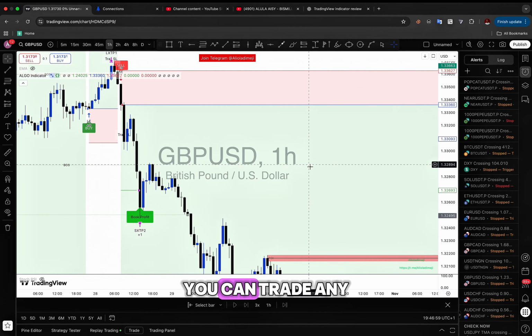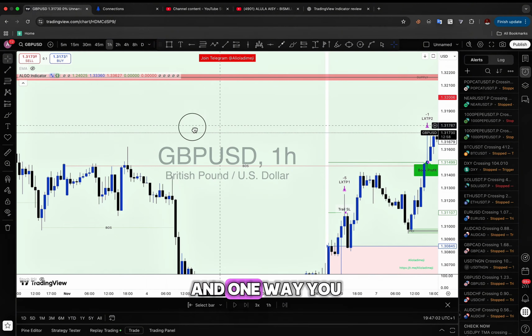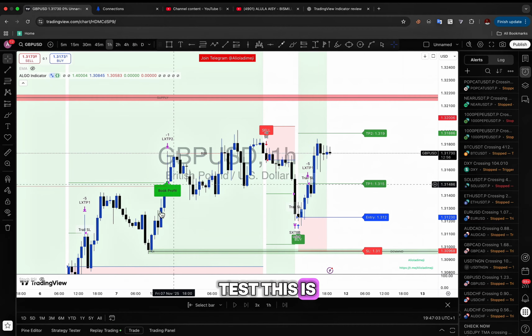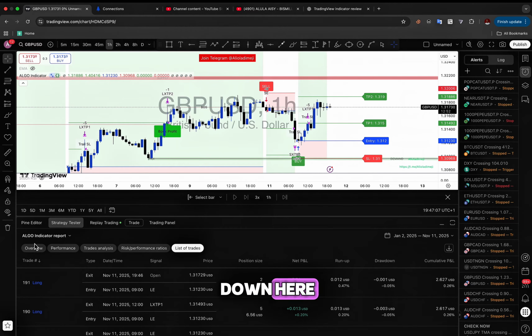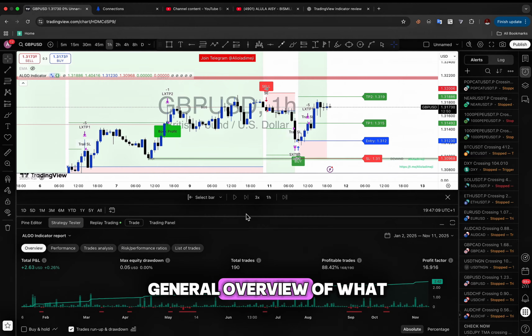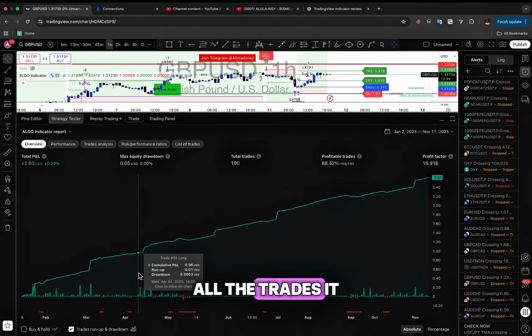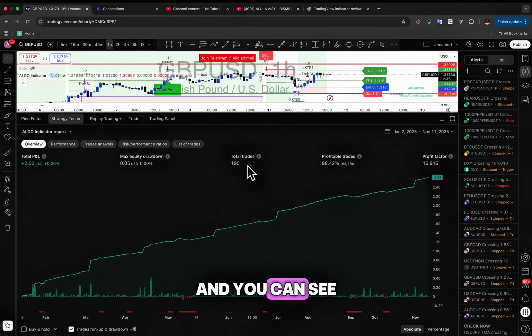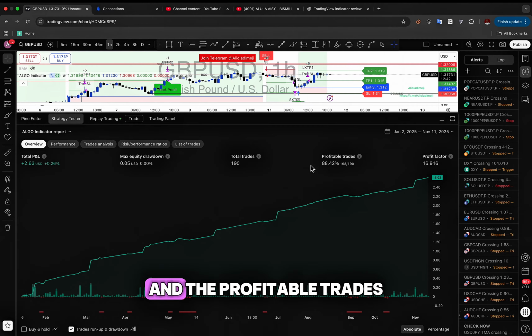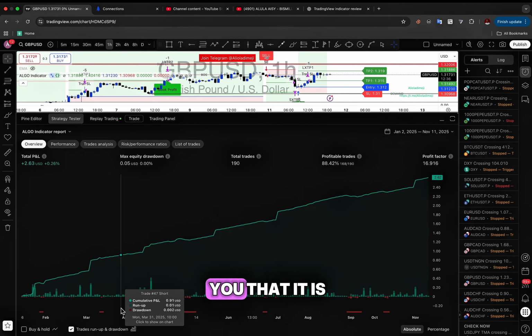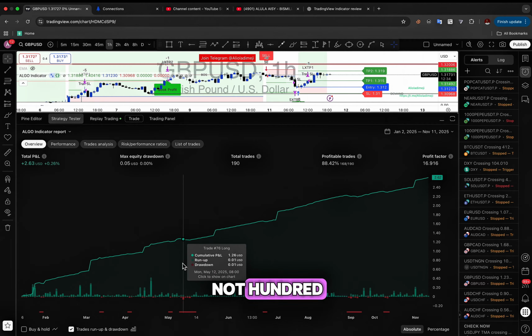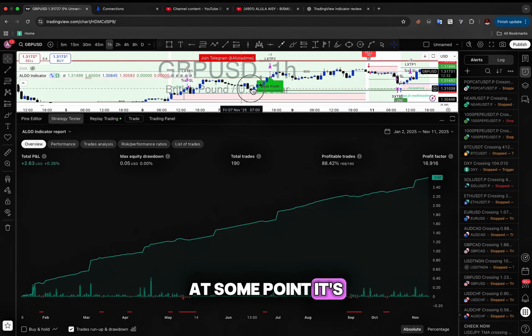All right, you can trade any market, and one way you can backtest this is by simply coming down to the strategy tester down here. You can see the general overview of all the trades it has taken in the past, and you can see that's a total of 190 trades, and the profitable trades are around 88.42%. So this is telling you that it is not 100% perfect. At some point it's going to hit stop loss.